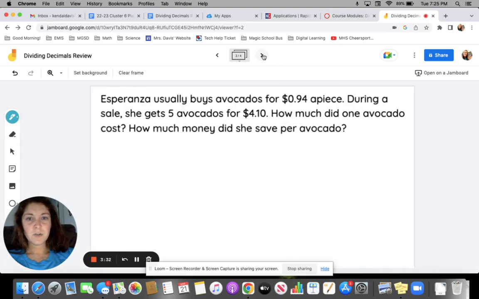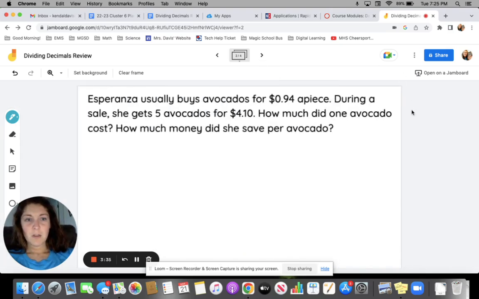The last 2 questions on here are word problems. The first word problem says, Esperanza usually buys avocados for 94 cents a piece. During a sale, she gets 5 avocados for $4.10. How much did 1 avocado cost? How much money did she save per avocado? So this is going to be a 2-step problem.